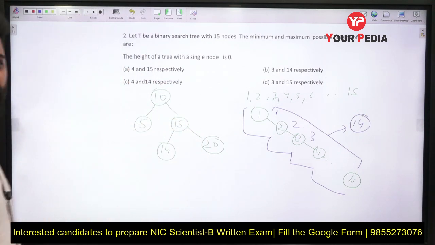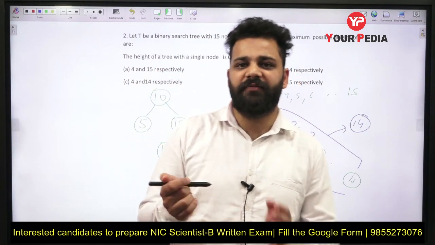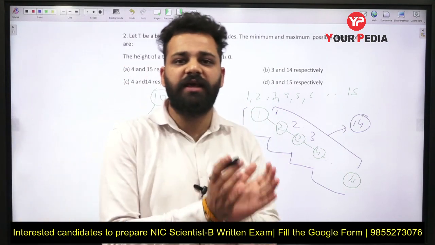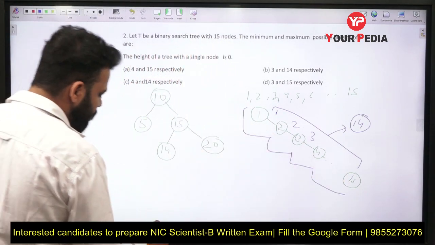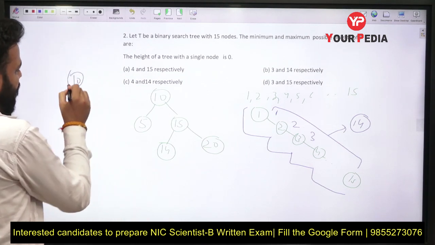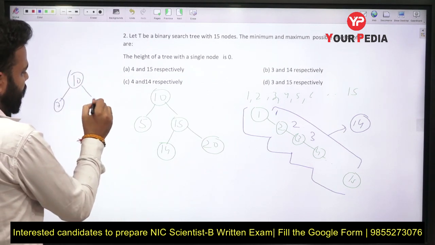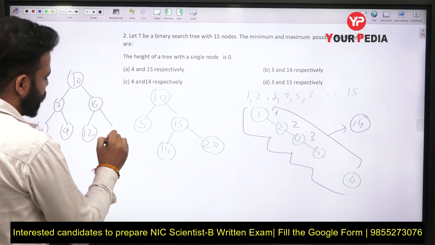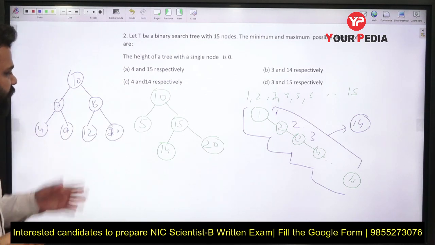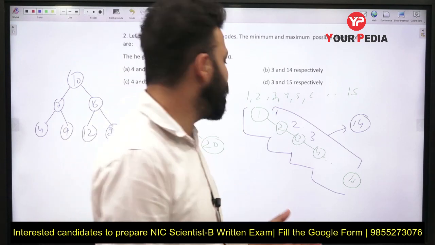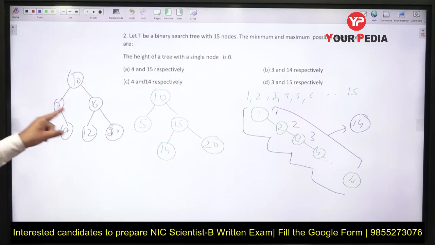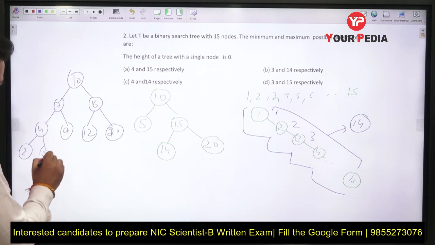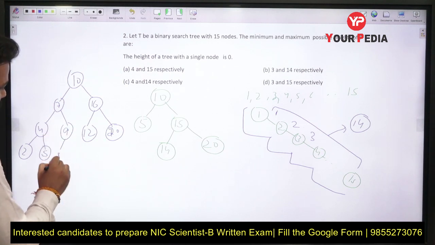Now for the minimum height, the minimum height will come when you distribute these nodes in a very even and very efficient way. How can you do that? Let's say this is 10, 7, 16, 4, 9, 12, 20. Now these are evenly balanced. This is a full binary tree which is evenly balanced. Every node has two children. Now if you give it further nodes, 5 and 8 will come here.